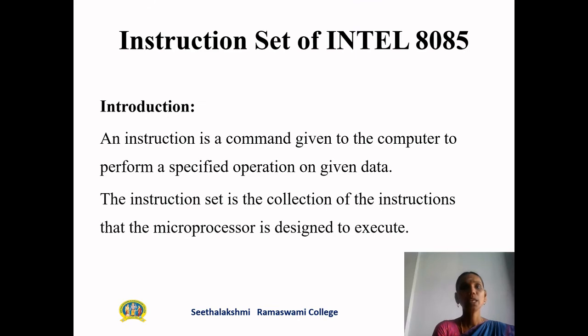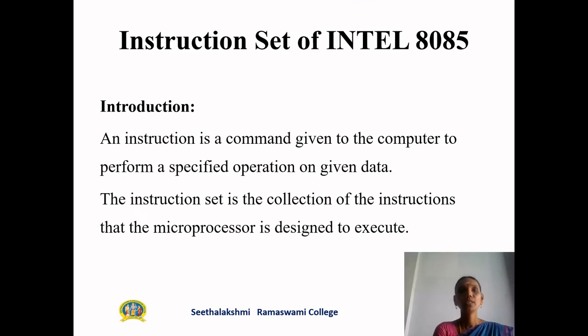The Intel 8085 is an 8-bit microprocessor and it has three major sections: arithmetic and logical unit, timing and control unit, and registers. The arithmetic and logical unit is used to perform arithmetic and logical operations. The timing and control unit is used for the execution of the instructions. Intel 8085 has accumulator, general purpose and special purpose registers.